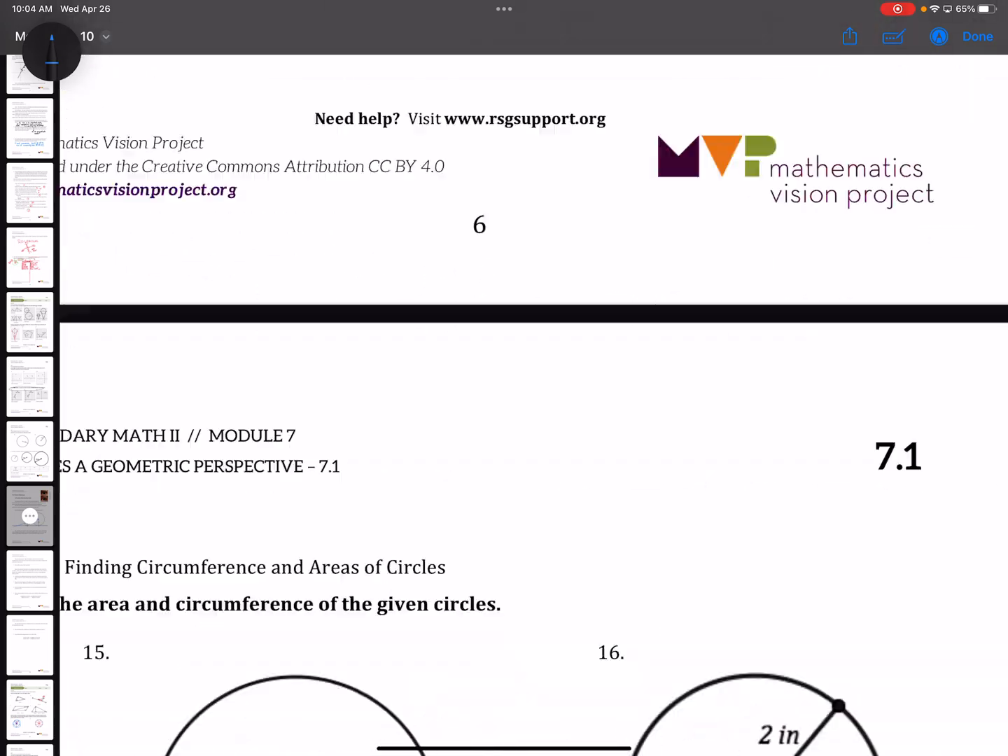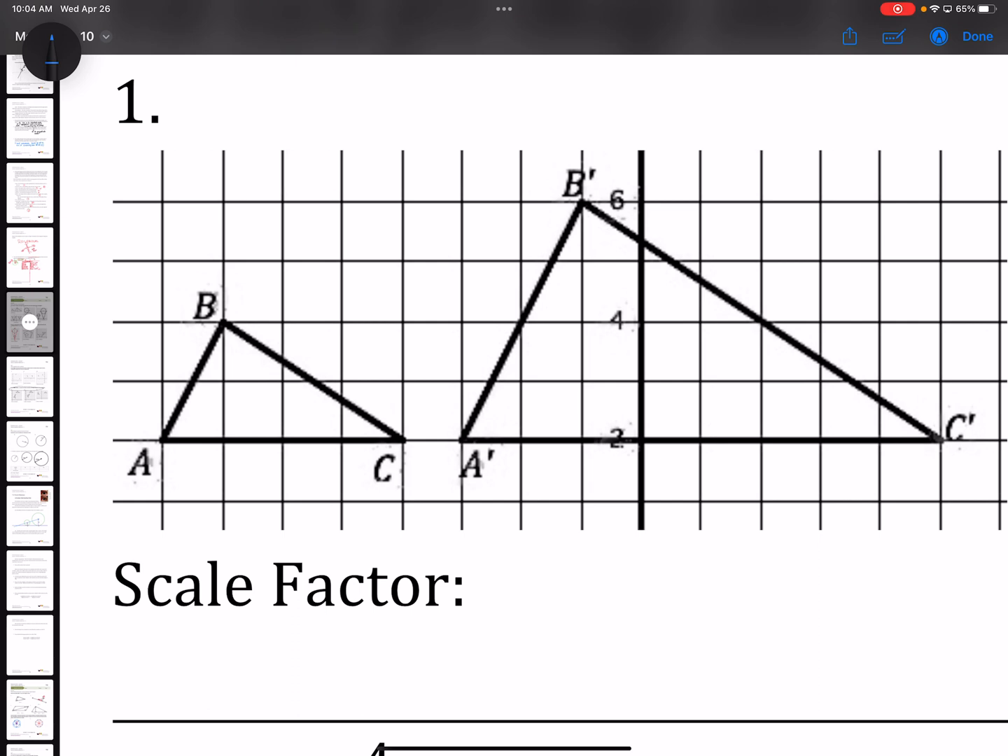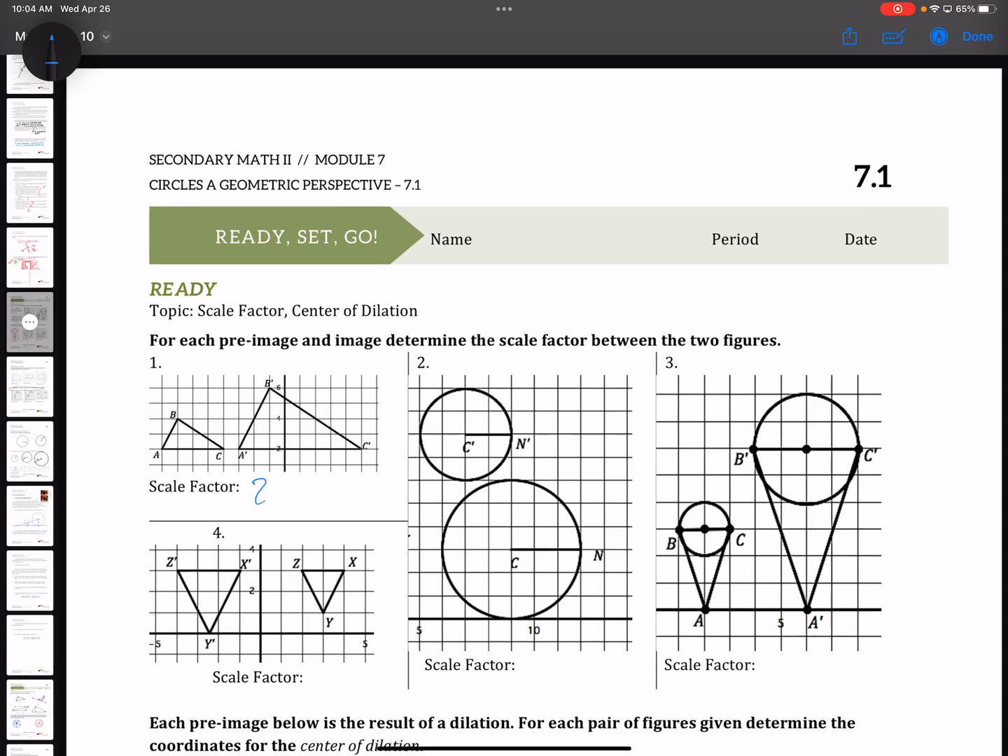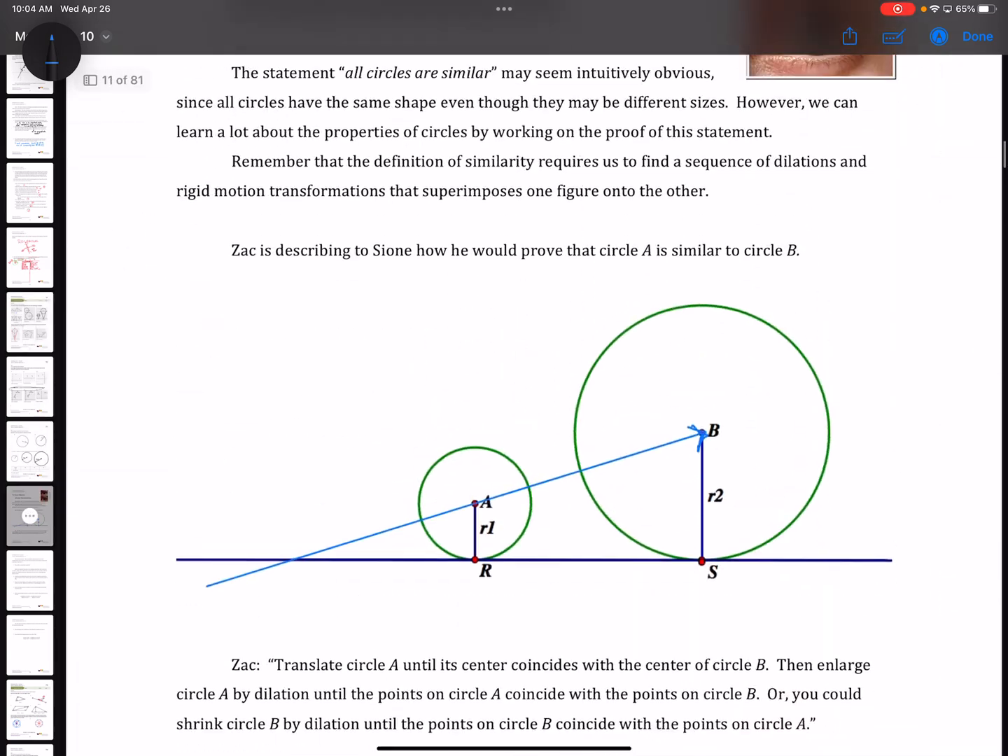Scale factor. What did we do up here? How did we determine the scale factor? We counted 4 and 8. We determined the ratio of corresponding sides. So in order to say that the scale factor was 2 right here, we said, what is 8 divided by 4? We took the larger one and divided it by the smaller one. That was the scale factor to enlarge.